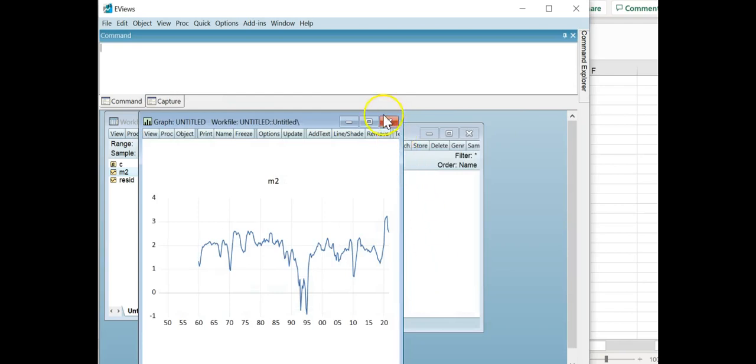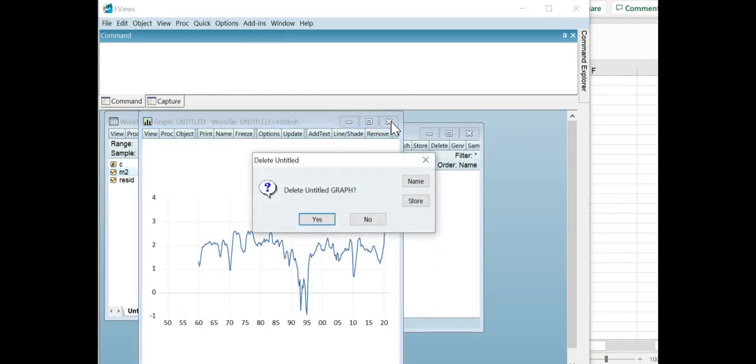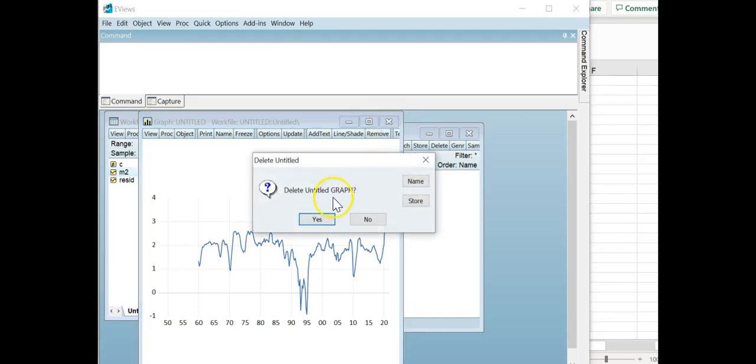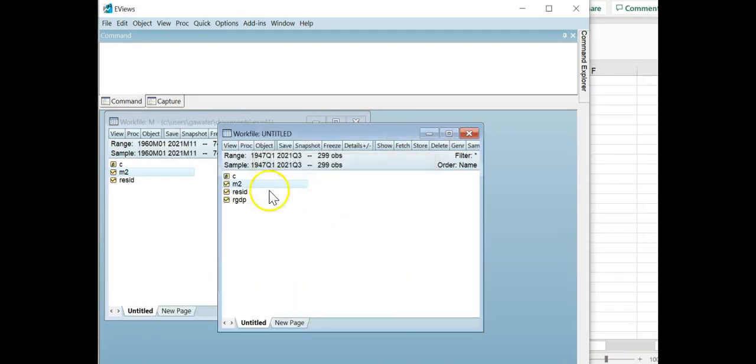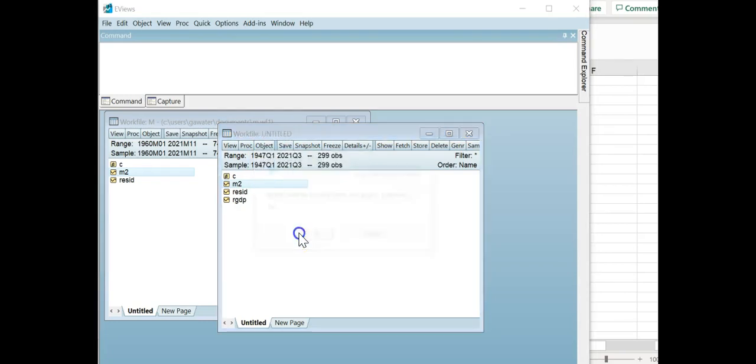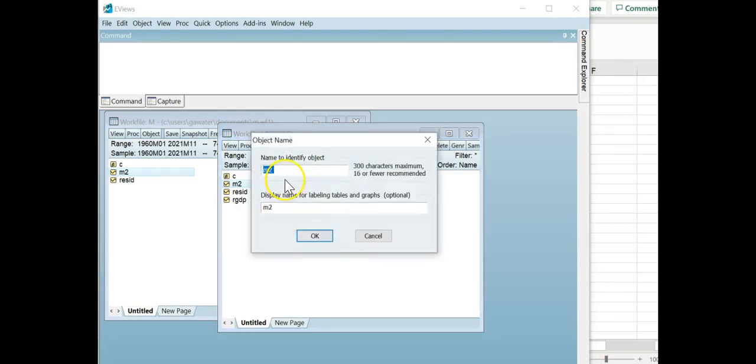There's M2, and, oh, that's M2 growth, isn't it? They didn't used to do that. Well, that's okay. That's actually what we want to use. So I'm going to just rename this. They used to always download the level, but I guess they've changed that now. So let's call this M2G for growth.